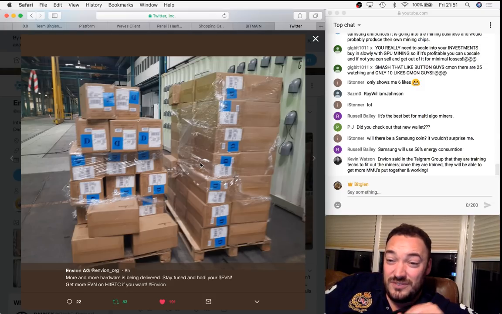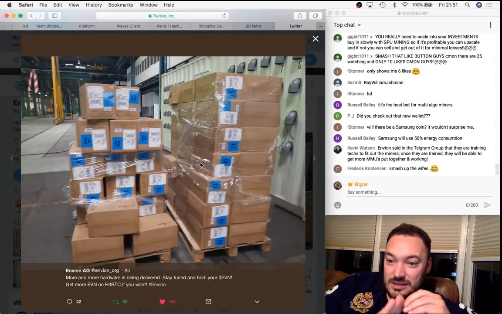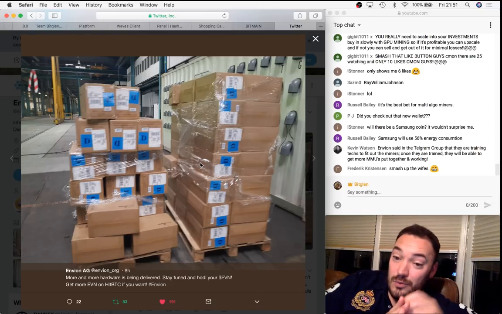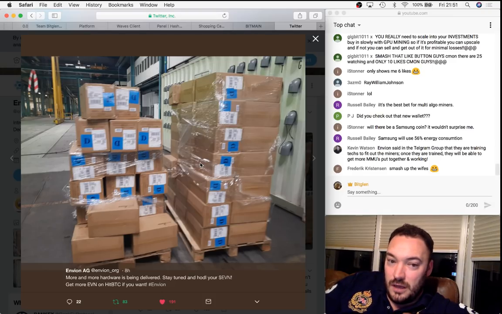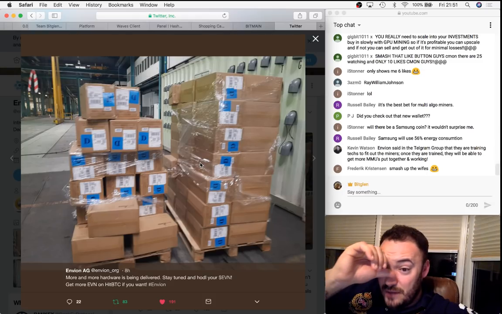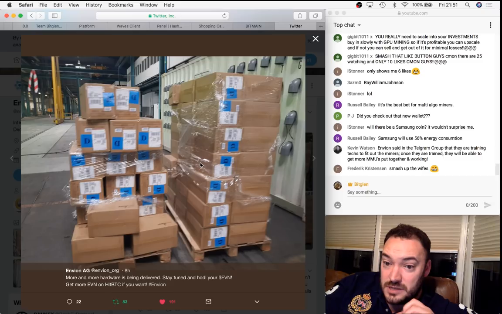Samsung will use 56% less energy consumption. Well, we'll see what Samsung announce, if they even are. It could all just be rumours, couldn't it? They might not even find it profitable, so they might not do it. Envion said in the Telegram group that they are training techs to fit out these miners. Once they are trained, they will be able to get more MMUs put together and working.